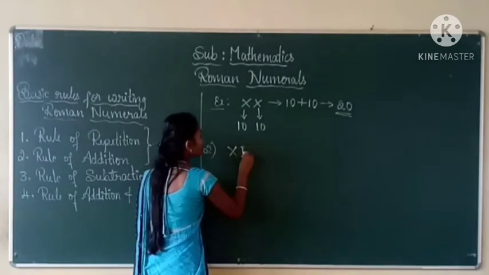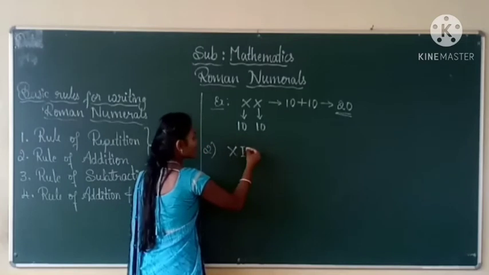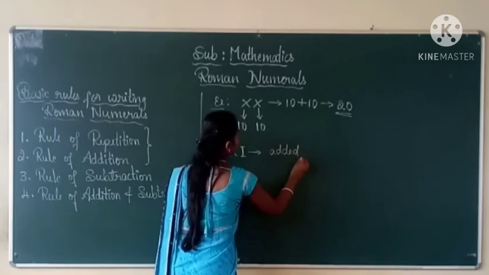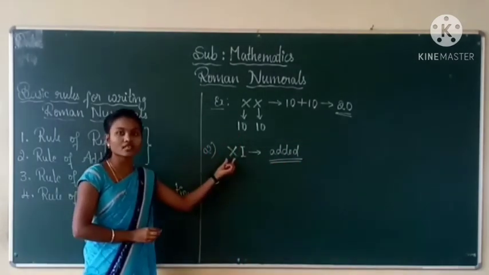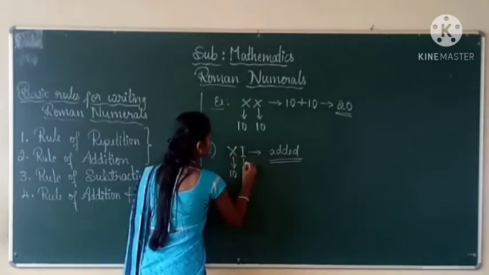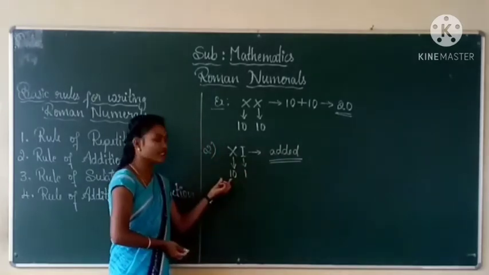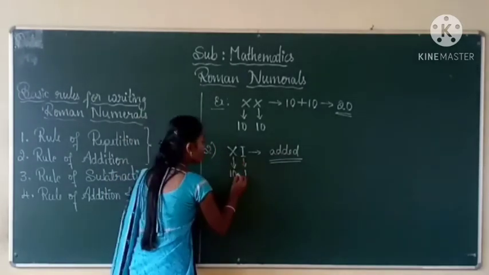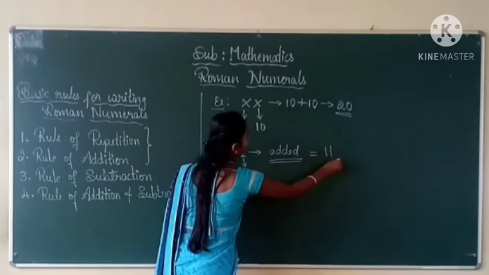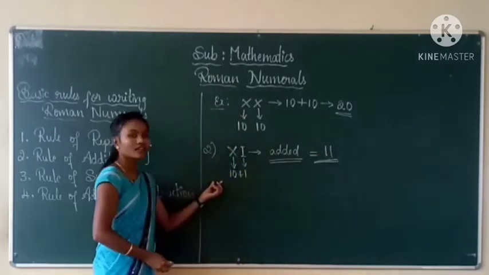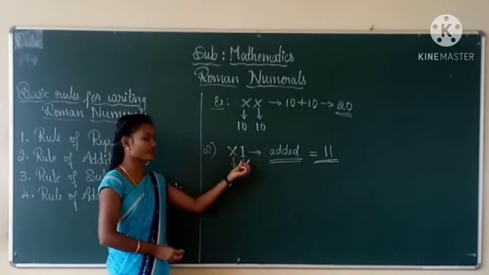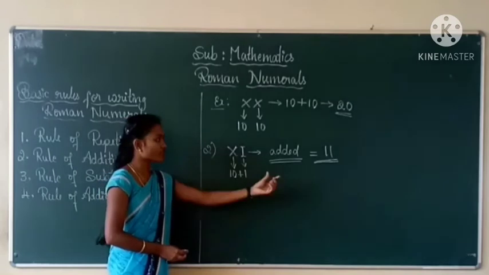So a smaller numeral written to the right side of a larger numeral is always added to the larger numeral. It is the second rule. We know that X stands for 10 and this I stands for 1. Since it is rule of addition, we have to add these two numbers. 10 plus 1 is 11. So this is the symbol of 11.